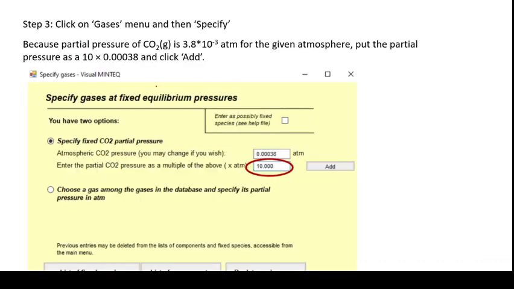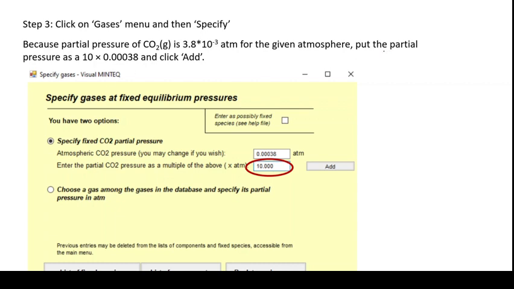We'll move forward now. After doing all that we have done for the closed system, now it is the time for the open system. So here we will click on the gases menu and then specify partial pressure. By default it is either 4 into 10 raised to power minus 4 or 3.8 into 10 raised to power minus 4. But if you are using Visual MINTEQ 4, it will be 0.0004 atm. So you need to convert it to 3.8 into 10 raised to power minus 3, because that is being given in the question.